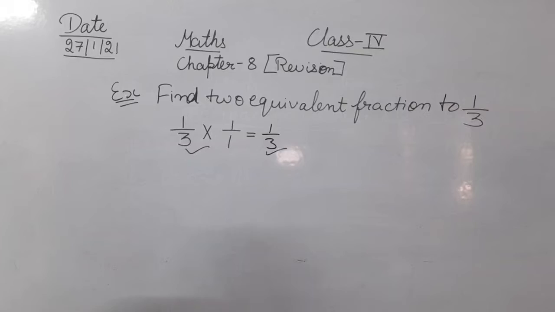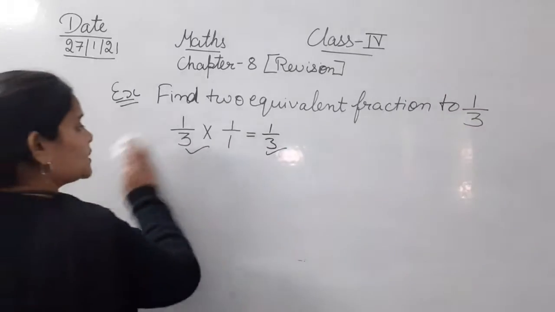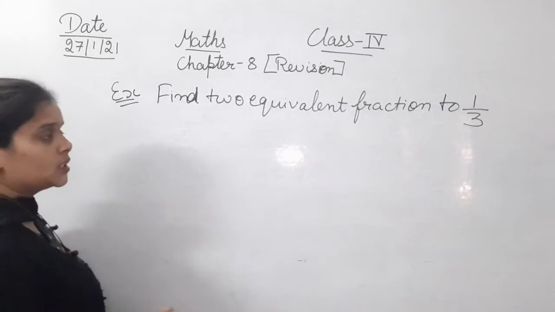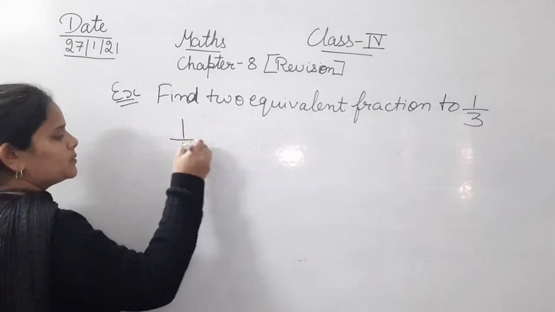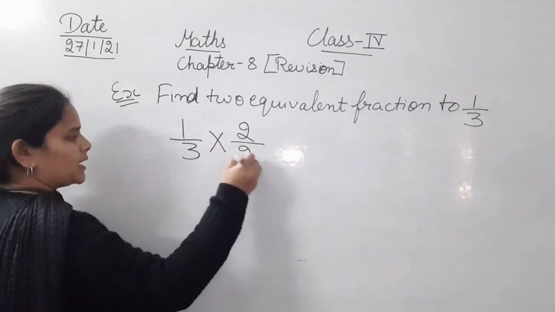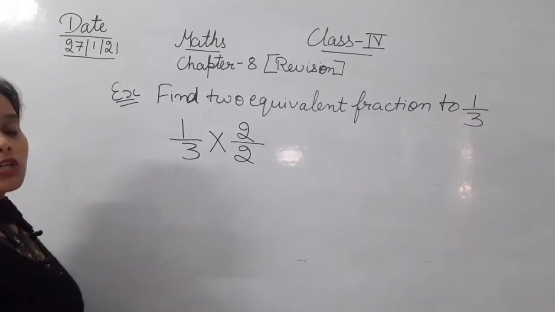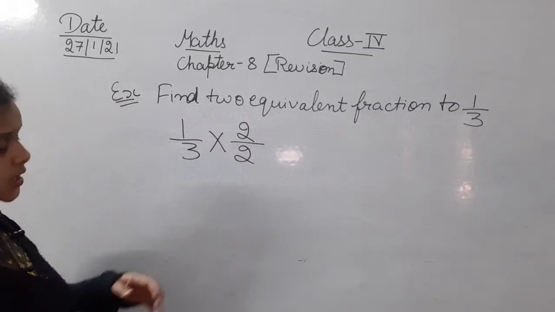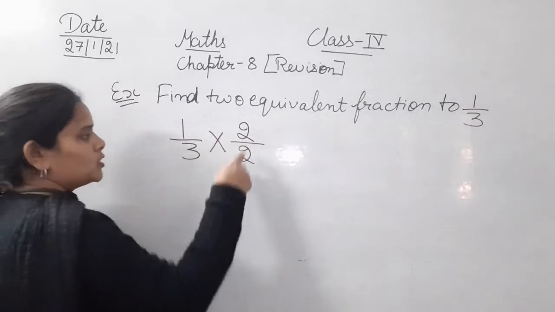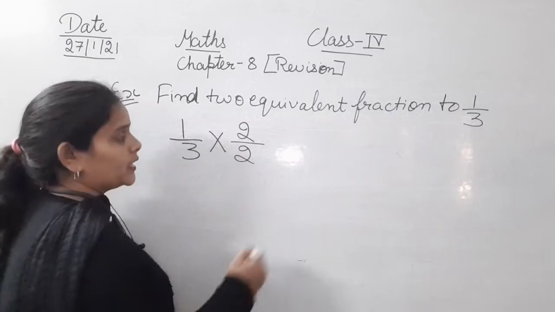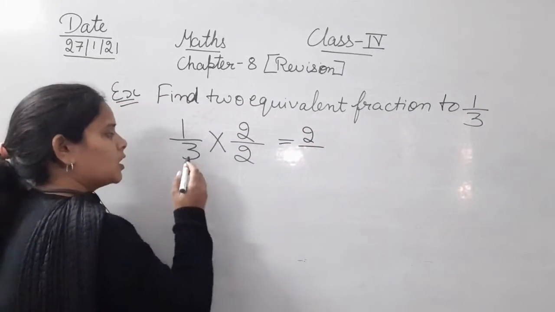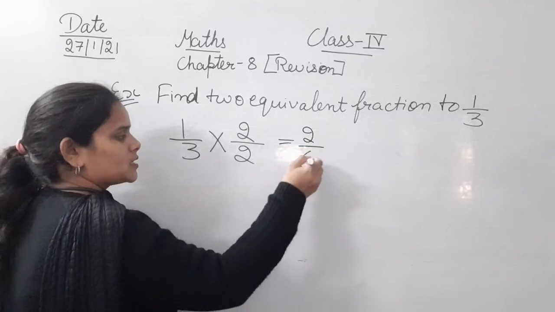So it is of no use. So now what will we do? We will take another smallest number. So we will take one another smallest number. So that means we will multiply 1/3 with 2. Okay, so that means we will multiply both the numerator and denominator with the same number, that is 2. So after multiplying the numerator 1 with 2, 1 multiplied by 2 is 2, 3 multiplied by 2 is 6.